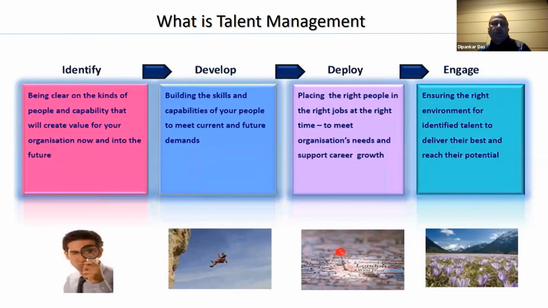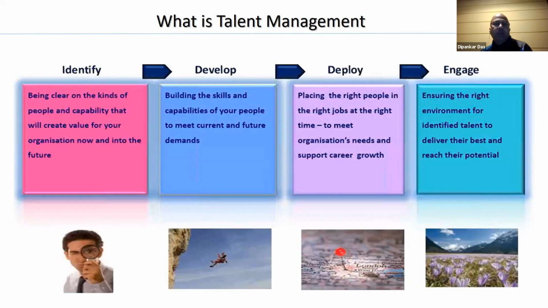So, when you see talent as a critical differentiator, and you realize that the kind of talent that you have helps you or impedes you from differentiating as an organization in the marketplace, then you bring in a more strategic focus.